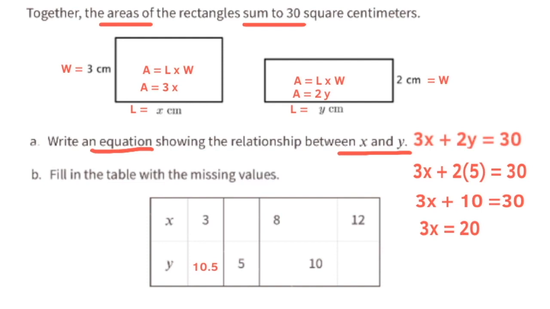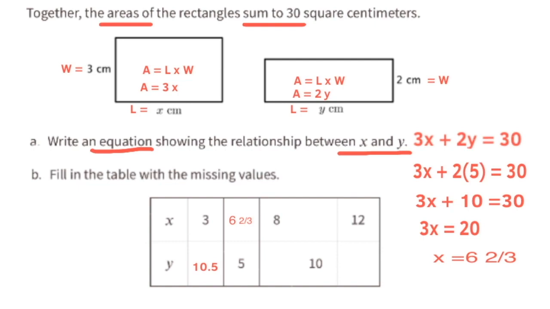3x divided by 3 equals 1x, or x, and 20 divided by 3 equals 6.6 repeating, or 6 2/3. So when the value for y is 5, the value for x is 6 2/3.